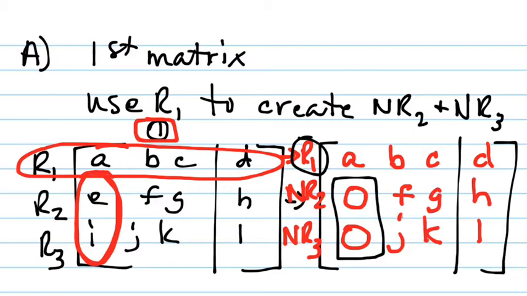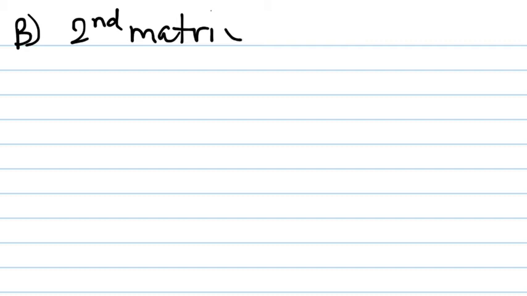Now, that gives you your second matrix. So now we're ready for the second thing, the second matrix and its operations. Okay, so let's go to another page. B, for the second matrix. Well, if you're in the second matrix, what do you think you're going to be using?